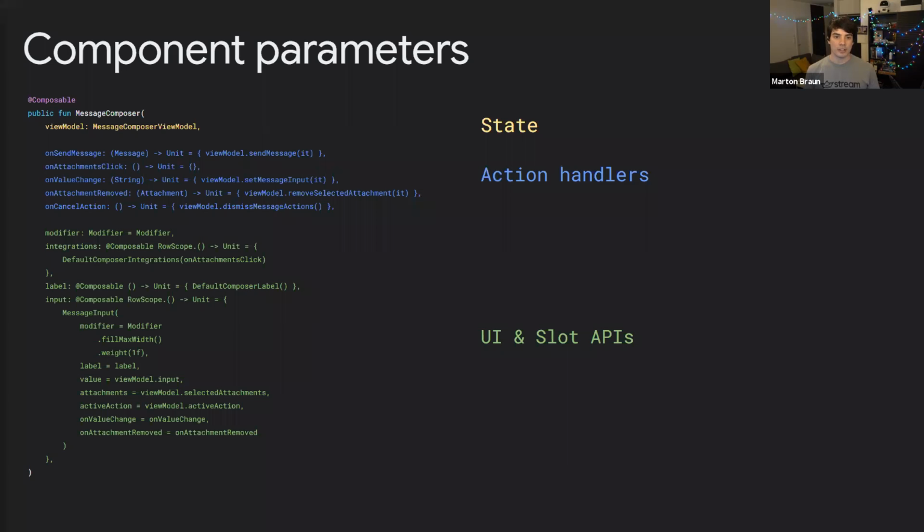I'm going to show you an example of the different parameters we offer on a component by showing you how our message composer works, which is the view on the bottom of the messaging screen you've seen before that allows you to create a new message. There are three main categories of parameters on this component, which are state, action handler, and finally UI customization and slot APIs. And we're going to look at each of these in turn.